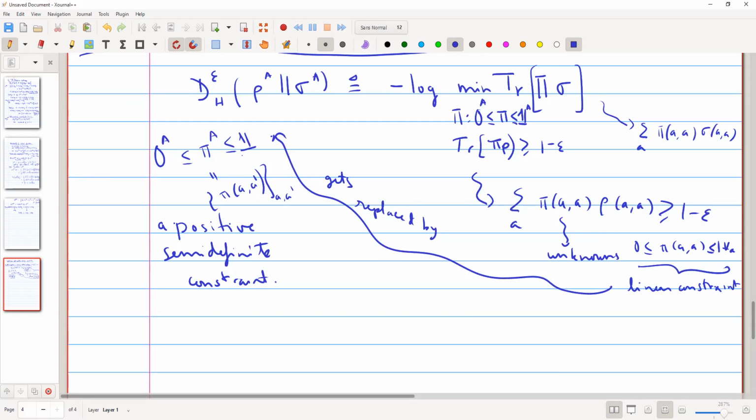Okay, so let's go ahead. So this is the hypothesis testing relative entropy, quantum case. So let us see some properties of this. So one property which you can always see is that this is greater than or equal to 0.